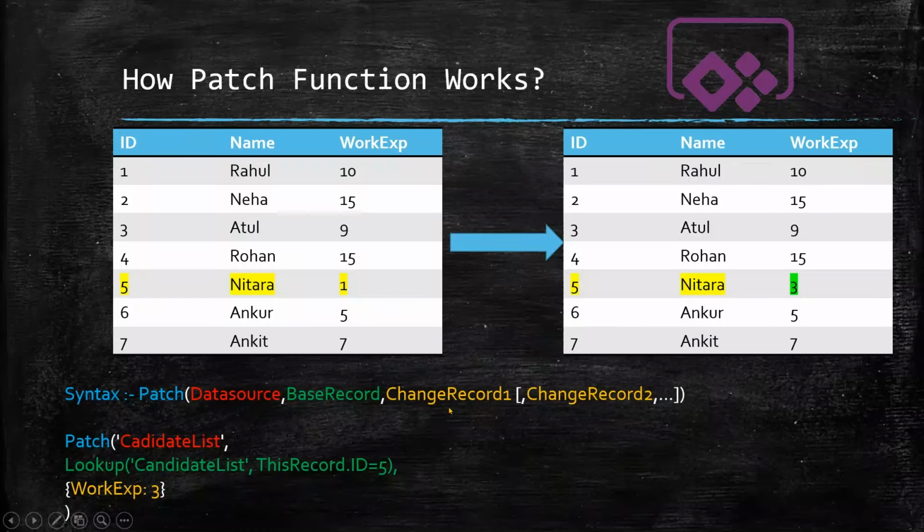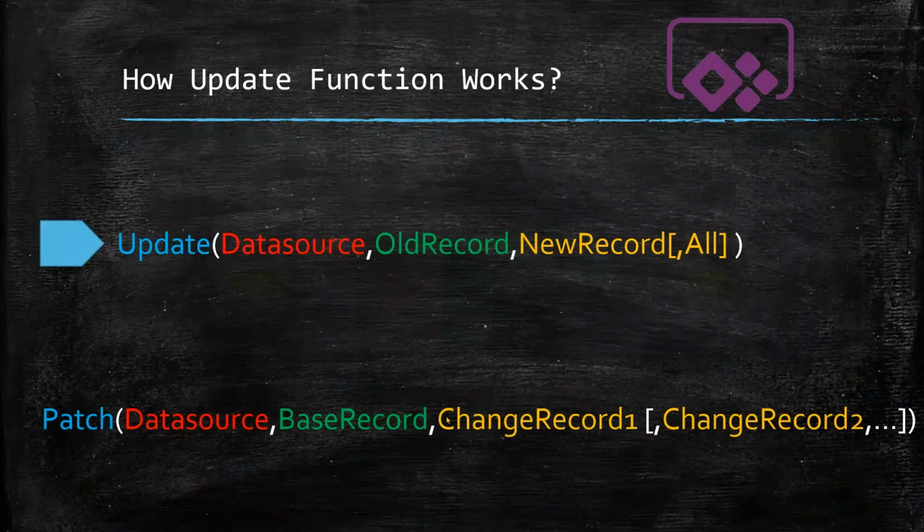So let's talk about the update function in more detail, and let's compare the difference in the syntax of update and patch. In the update function, the first thing is the data source. It is asking for a data source, which is just like the patch function. The second parameter is the old record. Old record is similar to the base record that we also need in the patch function. And the third is the new record, but in patch we basically required the change record. So this is something that we need to think about.